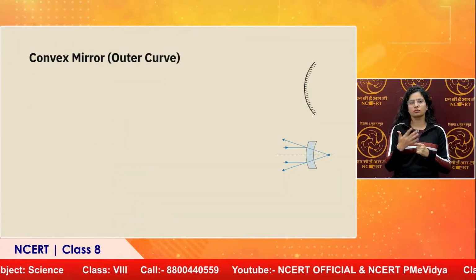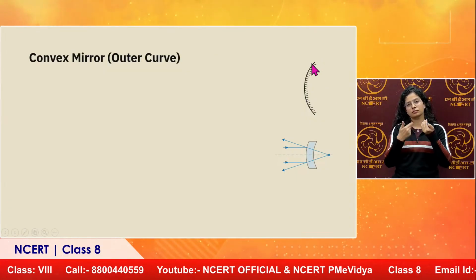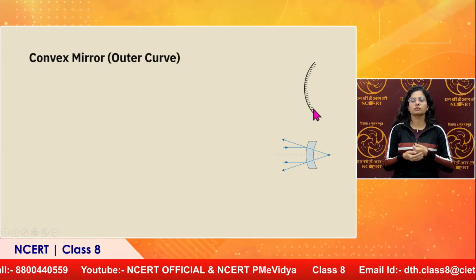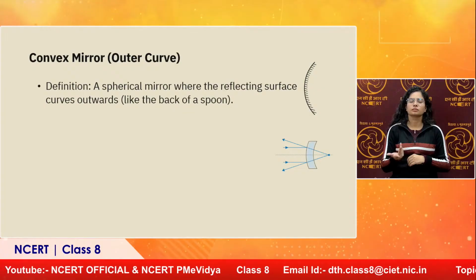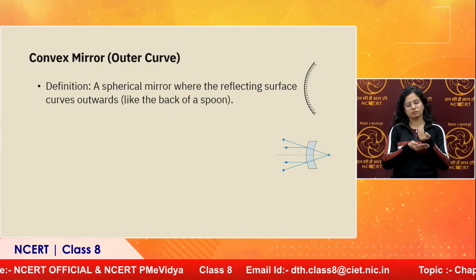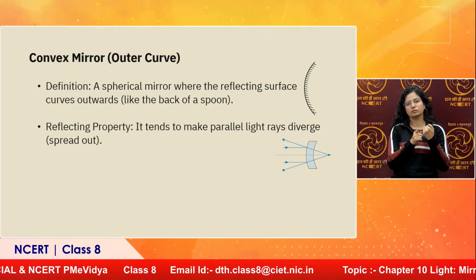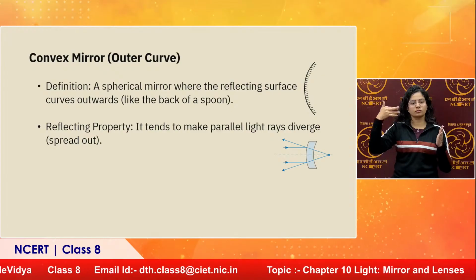Now, a convex mirror is the outer curve. In this case, the outer curve is the reflecting surface, and the inner side is the polished one. Okay. Now the outer curve is the reflecting surface, that goes in the definition. Now the reflecting property. In the previous case, we have seen that the light rays are getting converged.